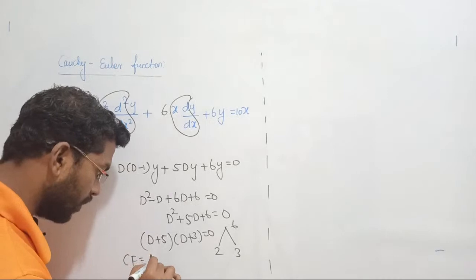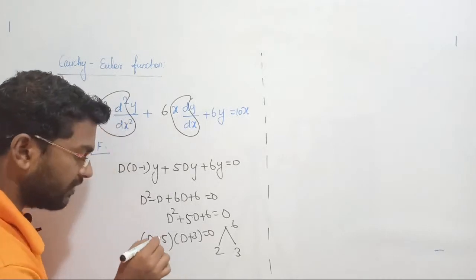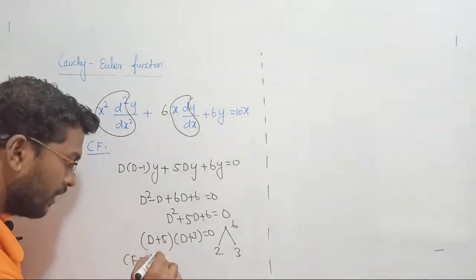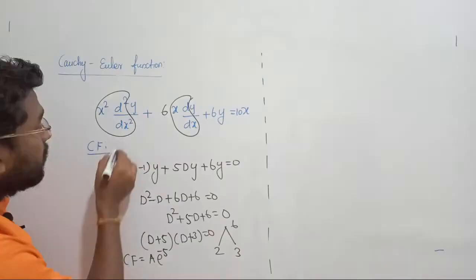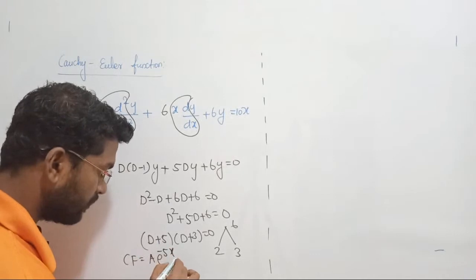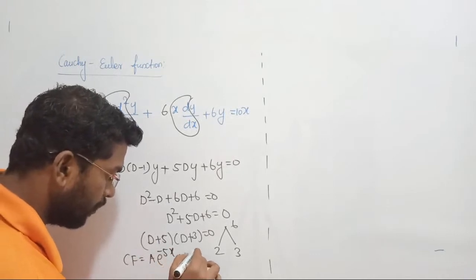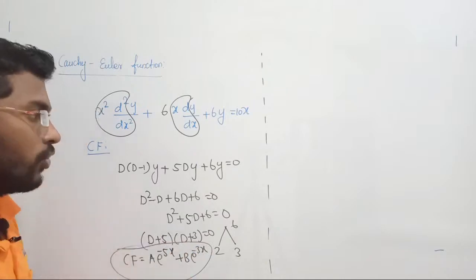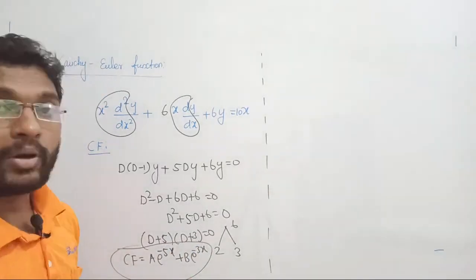Let me write. So a into e power, d plus 5 in the sense d equal to minus 5, d plus 3 in the sense d equal to minus 3. So it can be written as a e power minus 5x plus b into e power minus 3x. This is the complementary function. Now what is the next target? We have to obtain the particular integration, right?